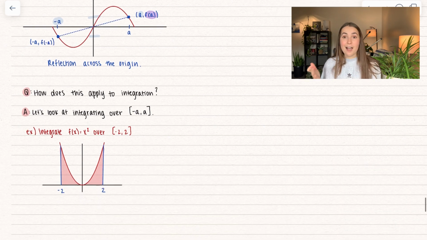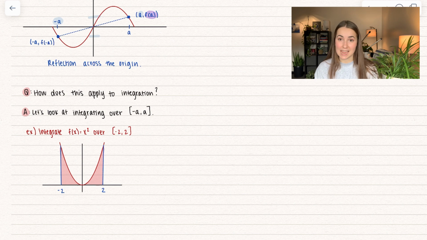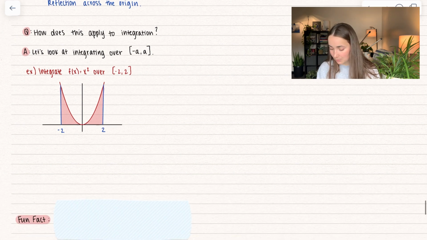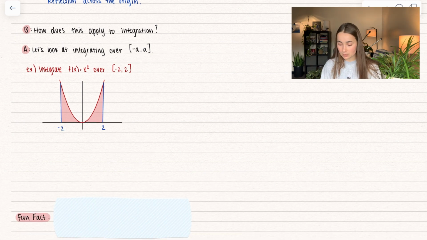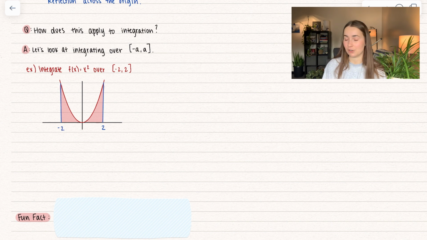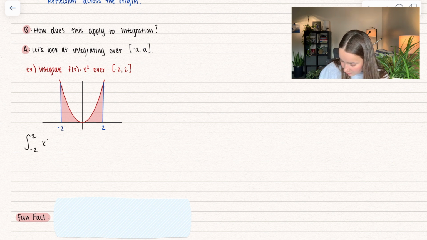So question, how does this apply to integration? We're going to take a look at integrating over negative a to a. So let's go ahead and go through this example. We want to integrate f of x equals x squared over the interval negative 2 to 2. So I already have that drawn out, and we're hoping to find that area in the highlighted region. So in order to find that area, I know I need to take the integral from negative 2 to 2 of our function x squared in terms of x.